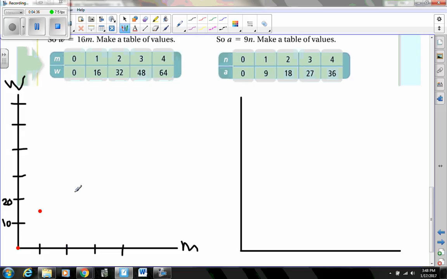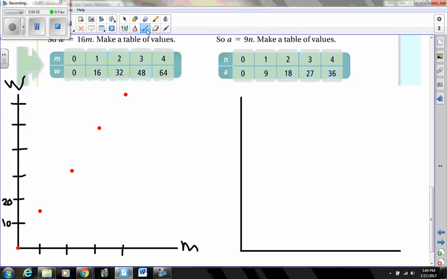2 gallons of milk, 32 ounces of cheese, right about there. 3 gallons of milk, 48, right about there. And 4 gallons, 64, which would be way up here.